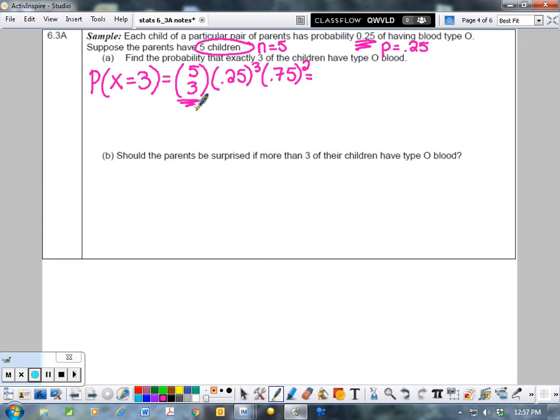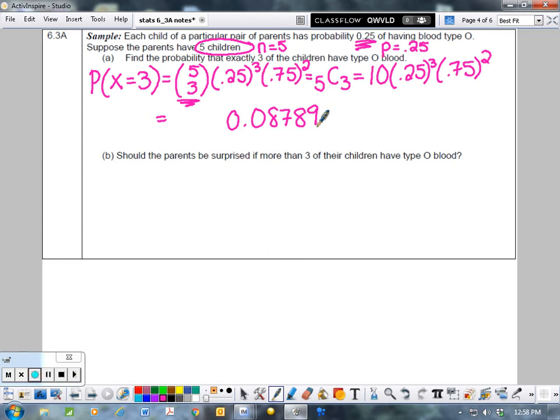So remember, this is my binomial coefficient, 5 combination 3, which we could calculate out by hand, but I'm going to use my calculator. And I find that to be 10 times my probability, and this will tell me the probability that exactly 3 children will have type O blood. And that is 0.08789.